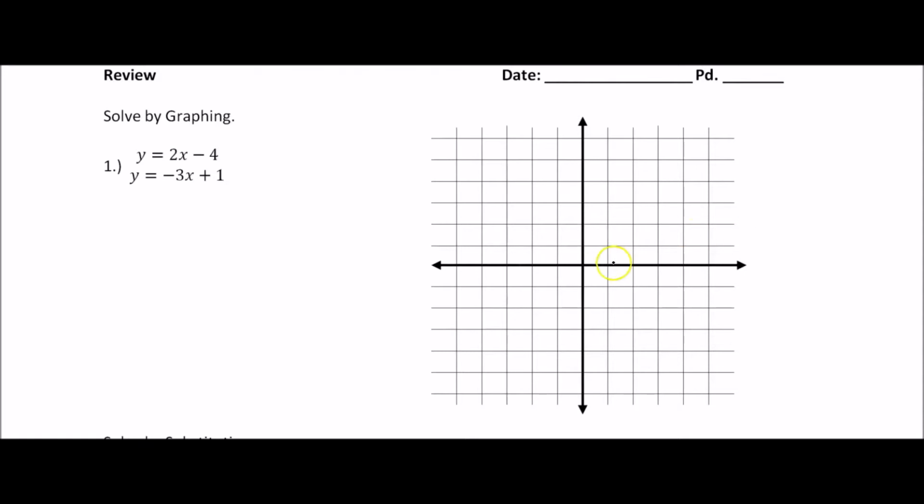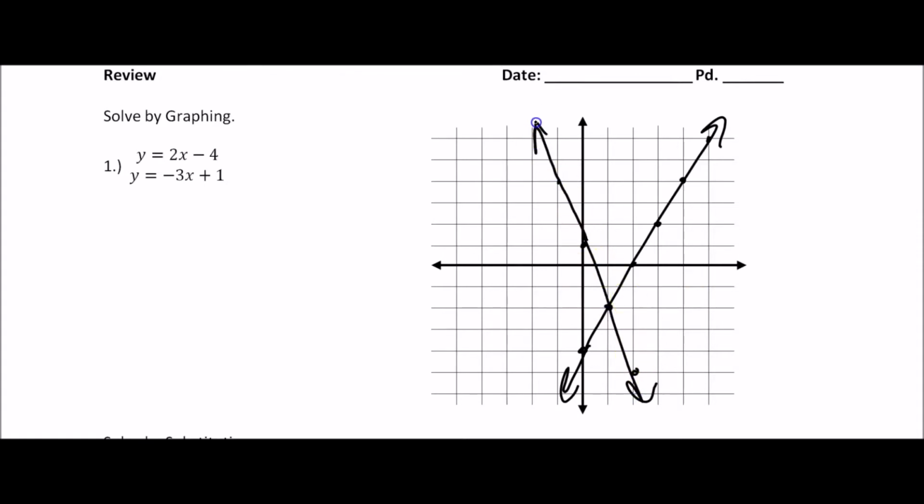So all we're going to do is graph each of these. That first one has a y-intercept of -4 and a slope of 2. So up 2 over 1, up 2 over 1. So we graph that line. And the next one has a y-intercept of 1 and a slope of -3, down 3 over 1, down 3 over 1. We draw that line.